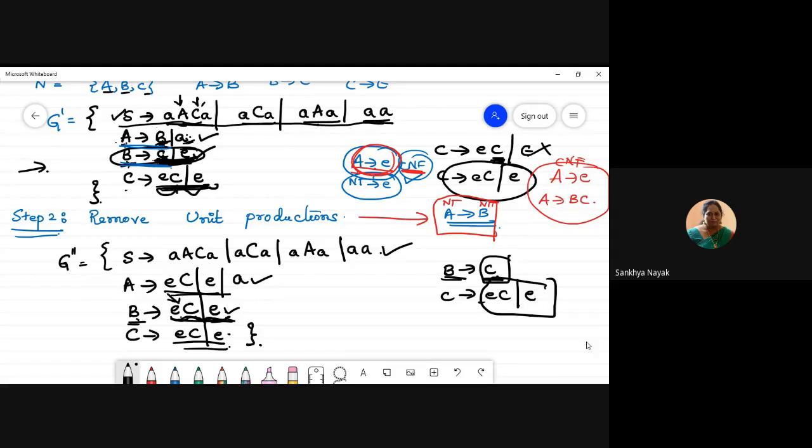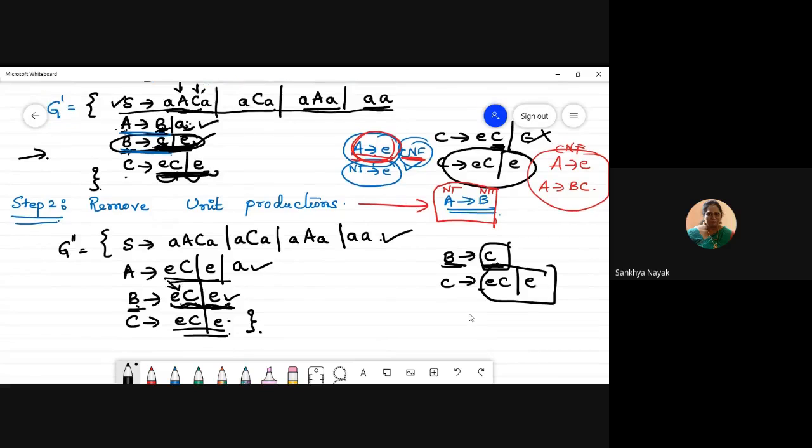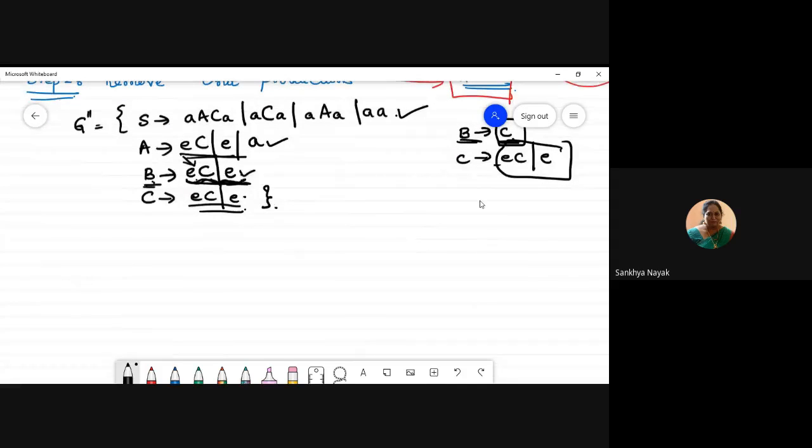So this is step 2. Remove unit productions. Now let us move on to step 3. In step 3, remove mixed symbols.